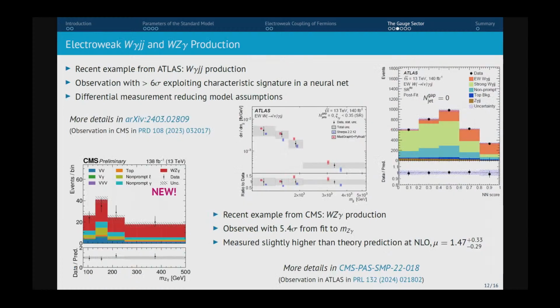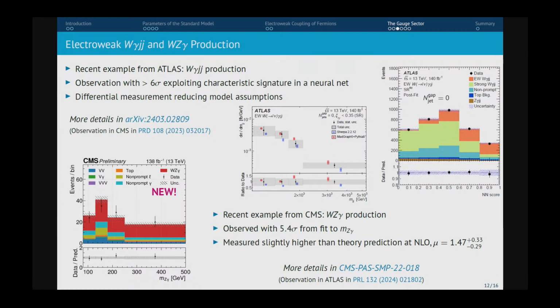I just want to highlight 2 recent measurements, one by ATLAS, one by CMS. So ATLAS have measured the scattering of 2 W gamma. The way these measurements proceed is that in this case we perform a fit to a neural network discriminant, and from this we obtain the observation. Routinely, we now also perform differential measurements. So here shown the dijet invariant mass.